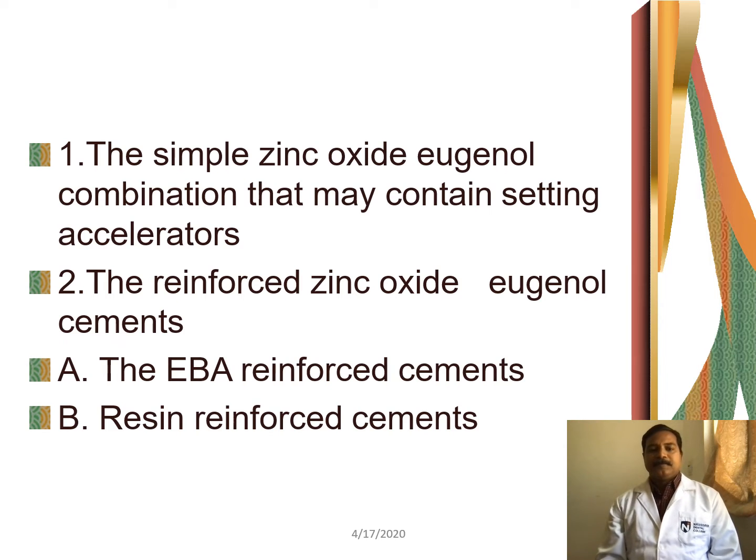Okay, we have some modifications of zinc oxide eugenol also, that is ethoxybenzoic acid reinforced cement, resin reinforced cement. Apart from zinc oxide eugenol cement, there are certain modifications. The same zinc oxide eugenol cement is modified either with the addition of resin, it has become resin modified. With the addition of ethoxybenzoic acid, it has become EBA modified, ethoxybenzoic acid aluminum or reinforced cement.